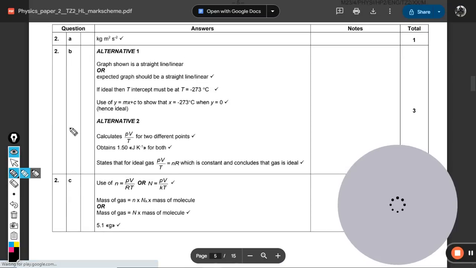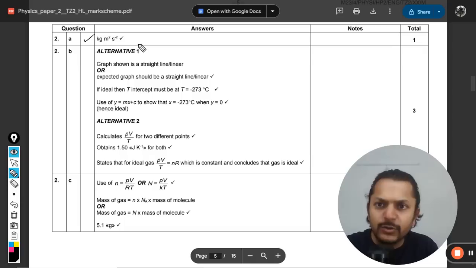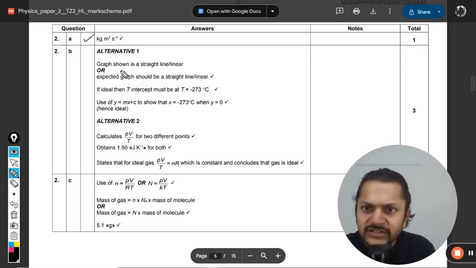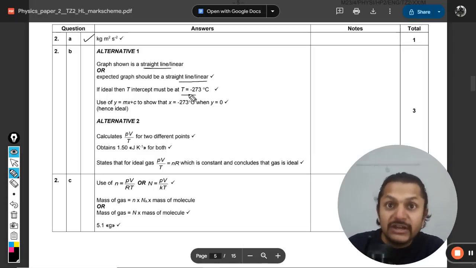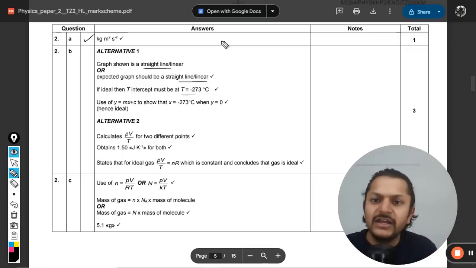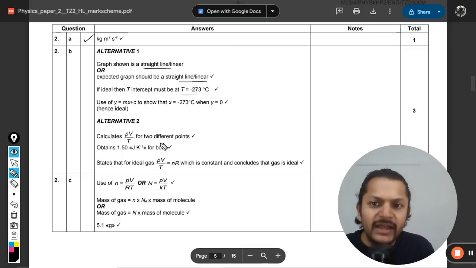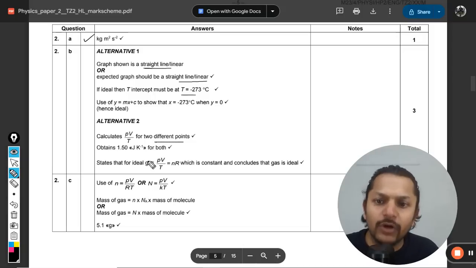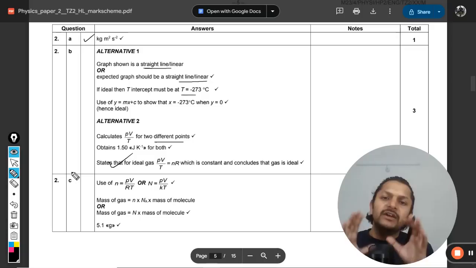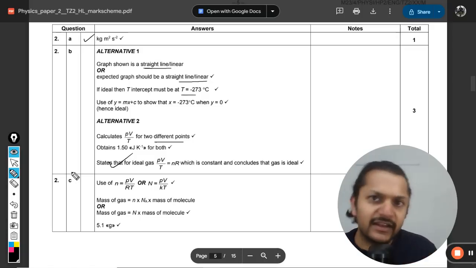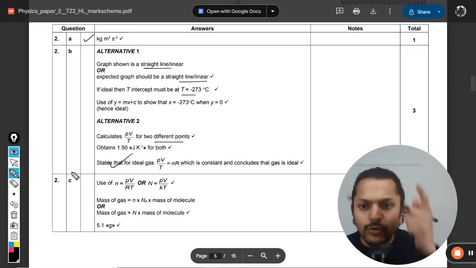Yes. So in the first case, yes, the unit is kg meter square per second square. Very good. Now the graph shown is a straight line. Expected graph is to be a straight line. The intercept will be at minus 273 degrees centigrade, that is 0 Kelvin. Even that is written here. PV by T for the two different points is coming out to be constant. So we can clearly prove that yes, it is an ideal gas. No doubt about it.